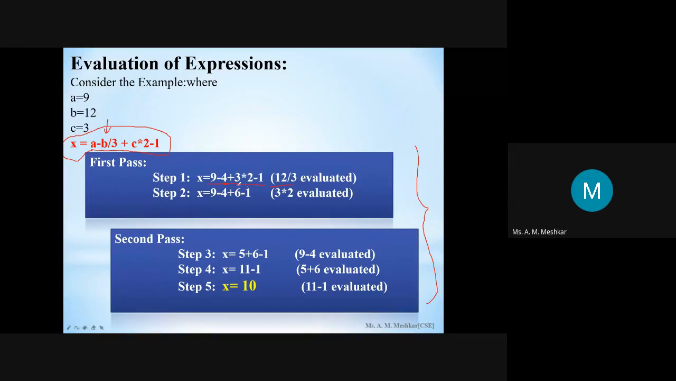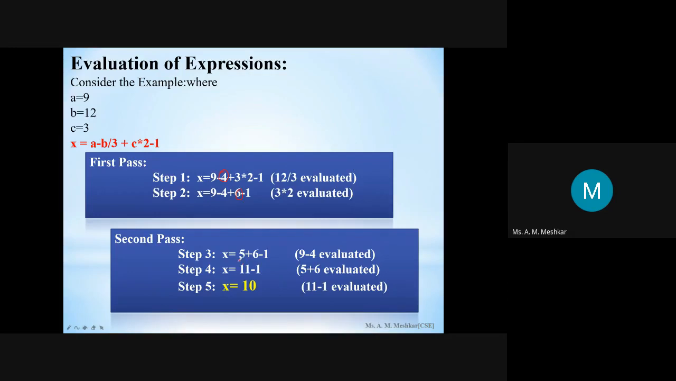In this expression, the reason we have evaluated division first is because it comes first. From the left hand side, if we go to the right hand side, the division occurs at first, so that's why we evaluate it. Then we will check the next priority operator, that is multiplication, which enjoys the same priority as that of the division. So 3 into 2 will be evaluated at the second step. You can see here the result is 6. So at first the result 4 is evaluated, second step 6 is evaluated.